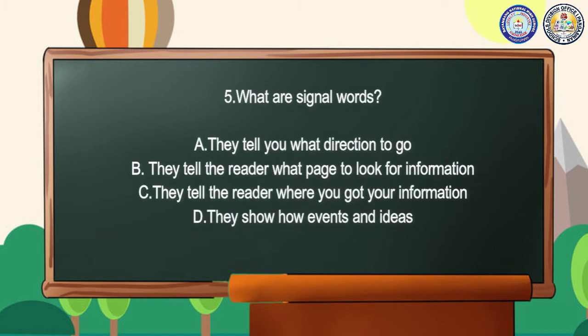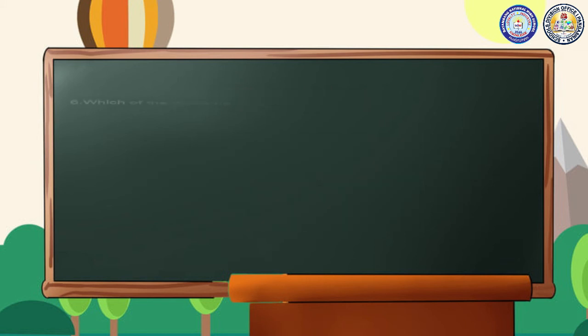What are signal words? A. They tell you what direction to go. B. They tell the reader what page to look for information. C. They tell the reader where you got your information. D. They show how events and ideas. The answer is letter D. They show how events and ideas.